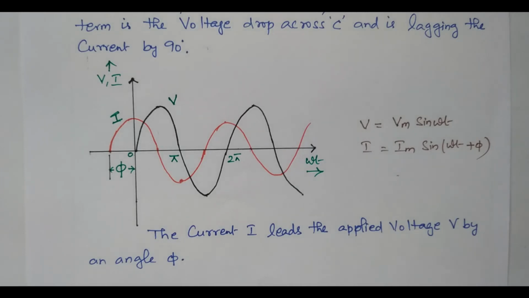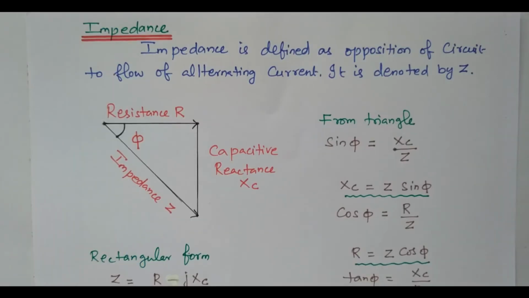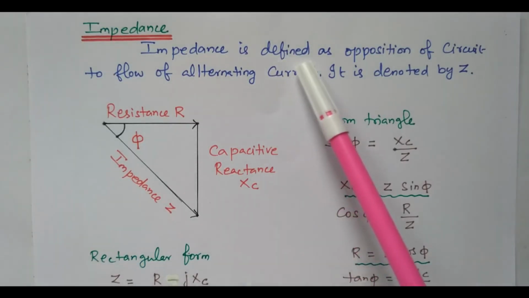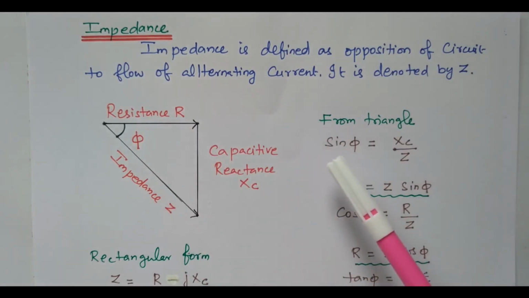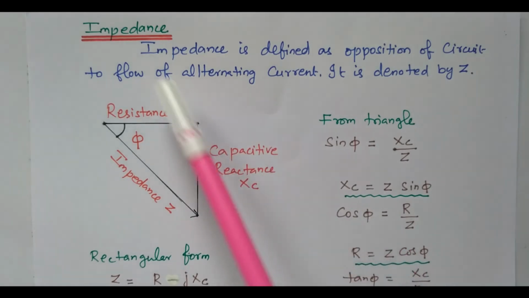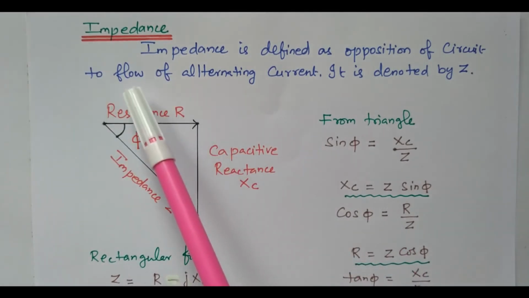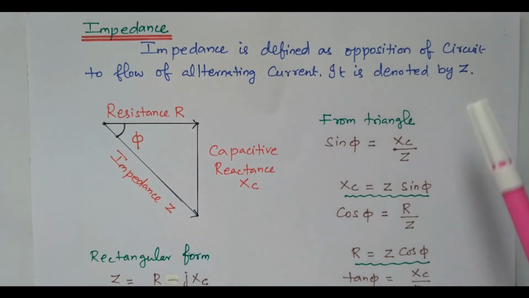Now we'll go to the impedance. The impedance is nothing but the opposition of the circuit to the flow of alternating current. It's like a resistance. Impedance is very similar to resistance. Here we have resistance as well as capacitive reactance, combinedly known as impedance. That is nothing but opposing the flow of alternating current. It is denoted by Z.